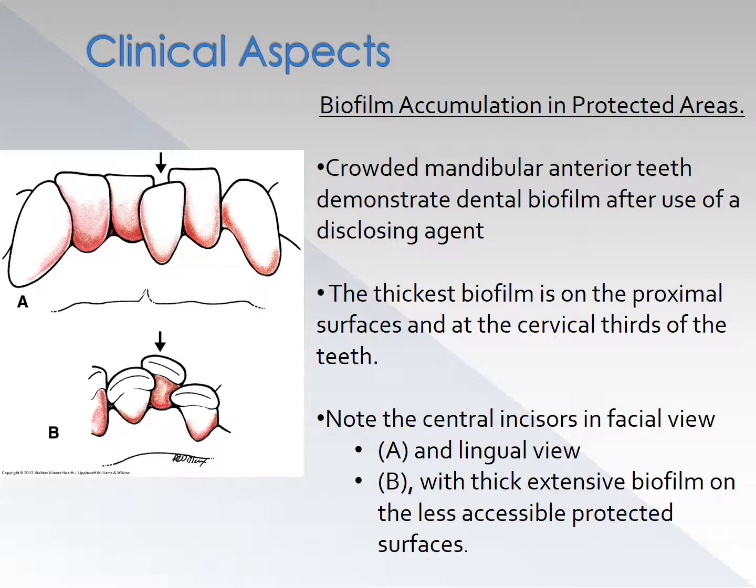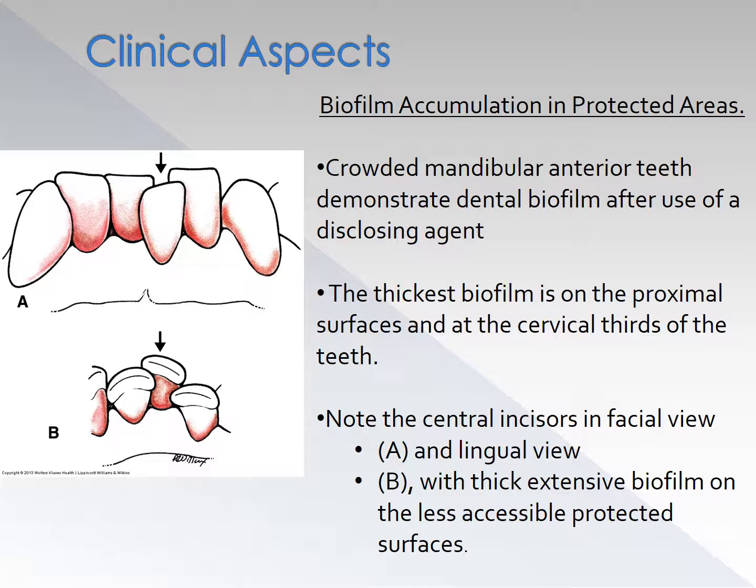All right, so biofilm accumulation in protected areas, so crowded mandibular anterior teeth. Those are really hard to keep clean. And when we say protected areas, that's not a good thing, right? These areas are protected by other elements in the oral cavity, whether it's a tooth surface or gingiva or what, it's protected, meaning it's more difficult to reach. So you think of the anterior crowding on the mandibular, it's really hard to get in there and clean that area. So it's protected, and you're going to see more buildup in those areas.